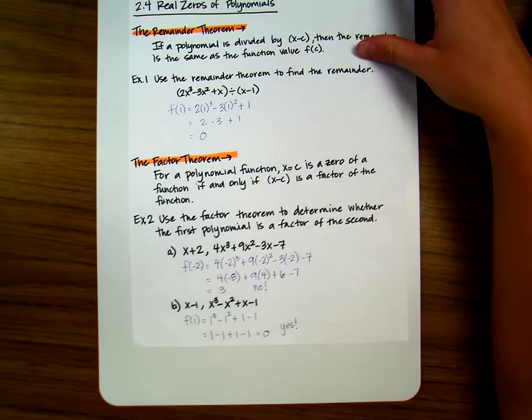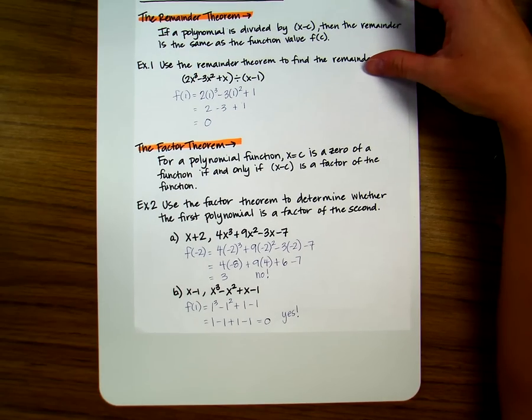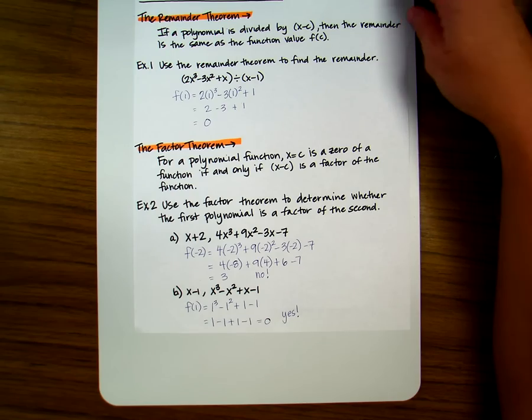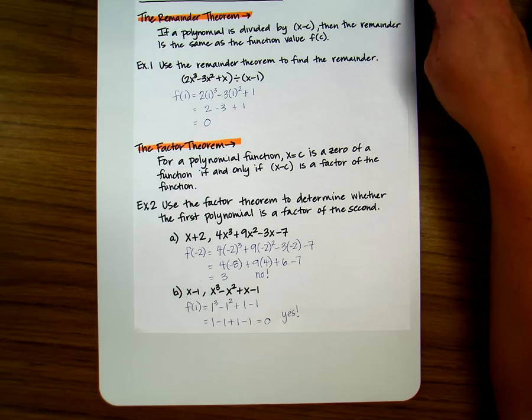The next example: x minus 1, is that a factor of x cubed minus x squared plus x minus 1? We're going to find f of 1, since 1 is the value. So when we plug it in, we get 1 to the third minus 1 squared plus 1 minus 1. Simplified out, this equals 0, meaning that x minus 1 is a factor of the polynomial, giving us the answer of yes.